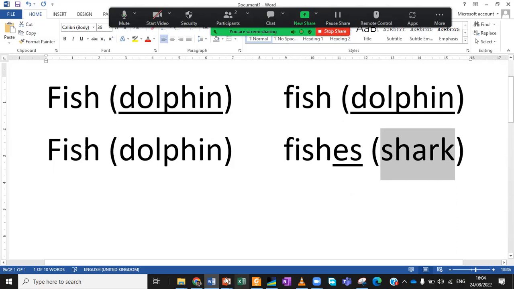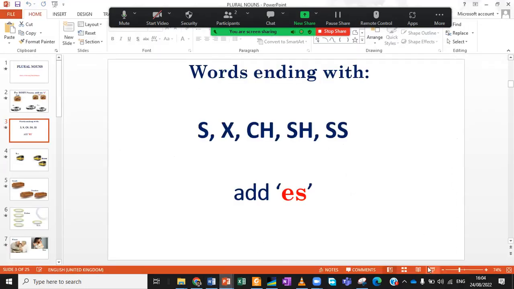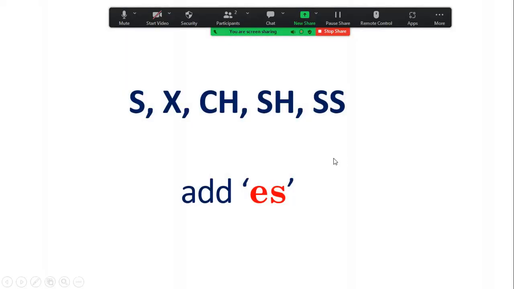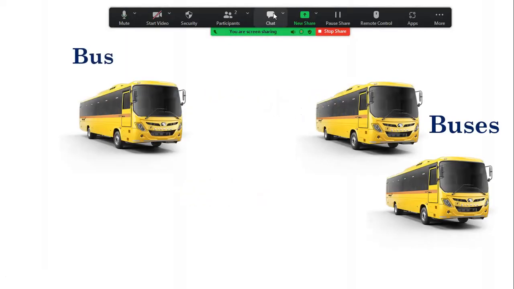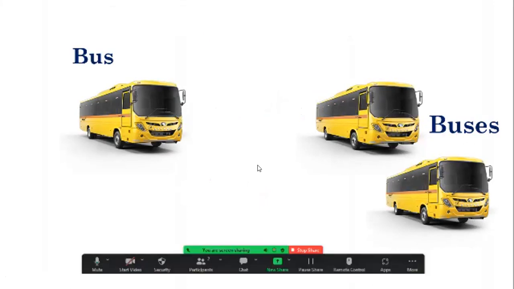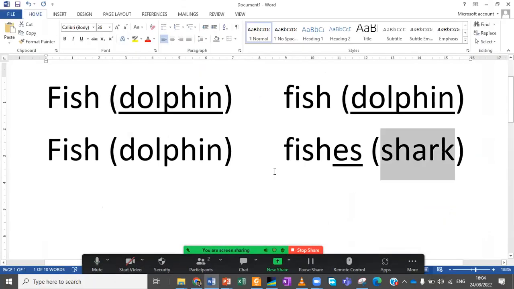Okay, so for fish, I understand. You wanted to say something? Nothing else. Okay. So dolphin, dolphin, you say two fish, three fish. Dolphin, shark, you say two fishes.